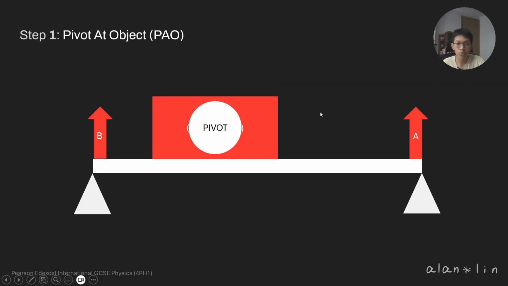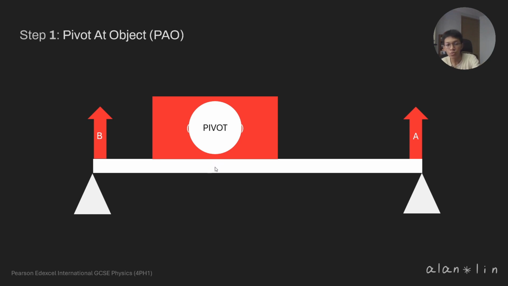So back to the question, step 1, assume that the pivot exists at the object. Now, it's not necessarily the object that we need to look at. It really is about where a downward force is being exerted. So in this case, the downward force comes from the weight of the object. So we place the pivot where the downward force exists, right there.